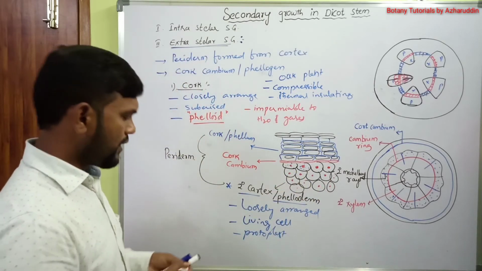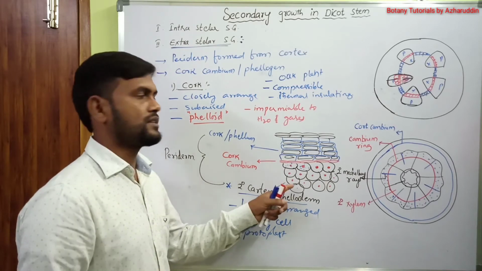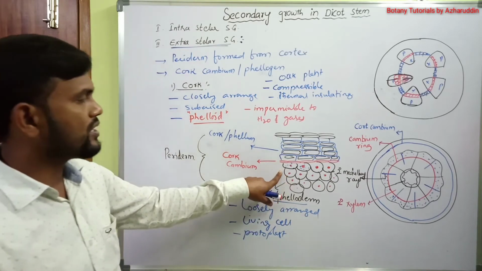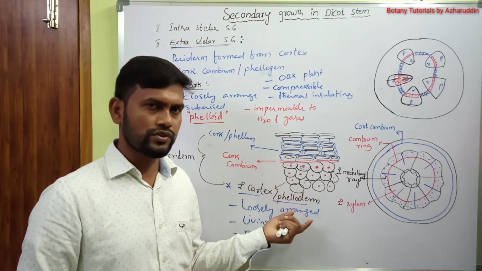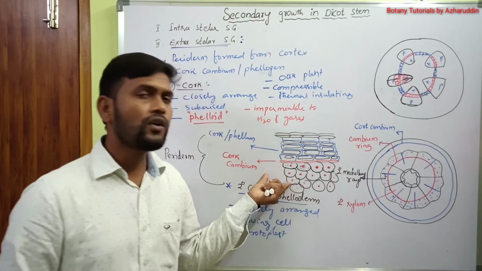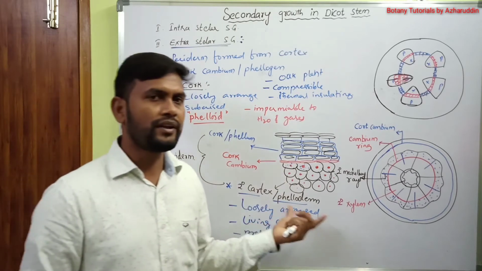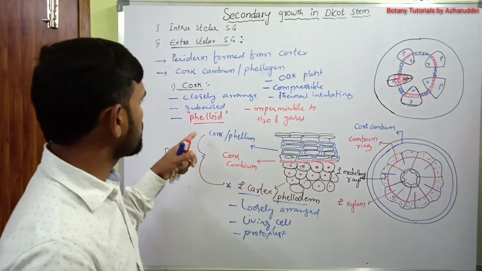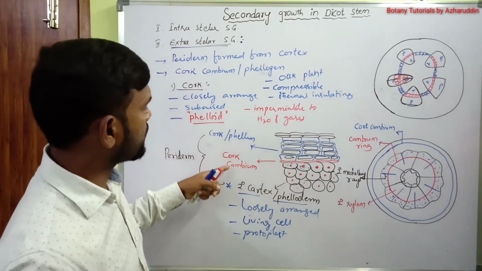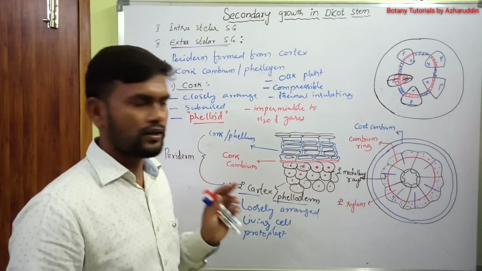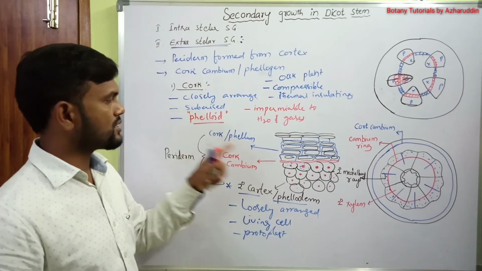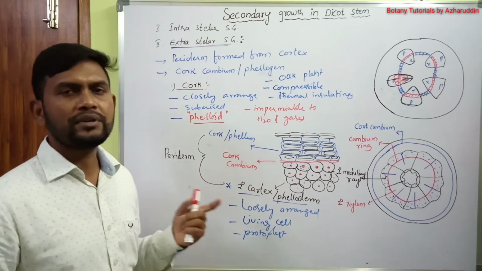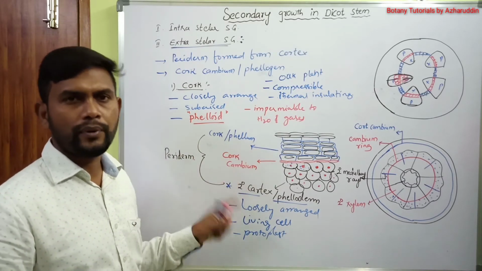Next, they also contain chloroplast, so that this tissue is concerned with assimilation. They are involved in photosynthesis and in synthesis of food materials. This is about cork, cork cambium and secondary cortex. Few more points I want to discuss here, that is formation of lenticels and bark.